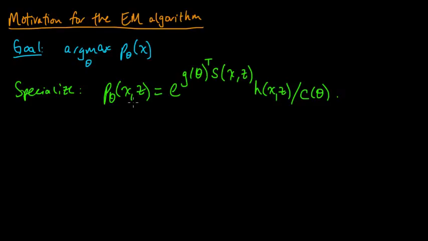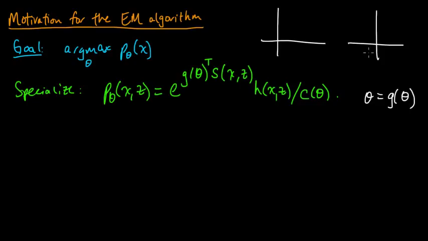Now, we're trying to maximize this. We're trying to get an MLE, and it turns out that an MLE is invariant under reparameterization. So in fact, it's sufficient to consider only the case where theta equals g of theta. I'm drawing a picture here to explain why this is the case, why it's sufficient to consider the case of g of theta equals theta.